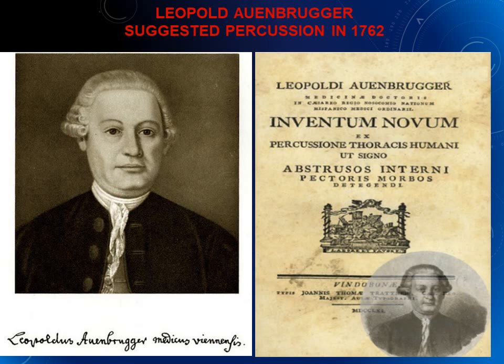In 1762, Leopold Auenbrugger published the book, A New Discovery that enables the physician from the percussion of the human thorax to detect the disease hidden within the chest. On the importance of this discovery, Auenbrugger is considered one of the founders of modern medicine.